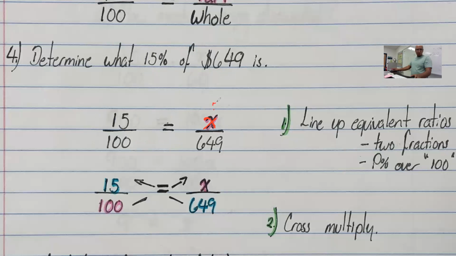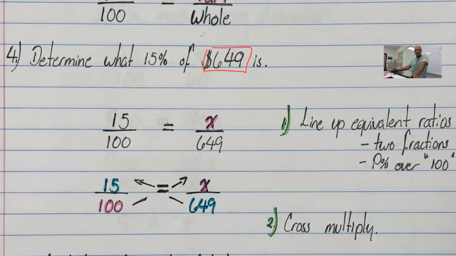So we're trying to find out, well, what is my part if my whole is 649? You can think of this as a scenario where you want to buy a PS5, and that PS5 costs $649. Let's say that it's bundled with like an extra remote and a game or something like that.